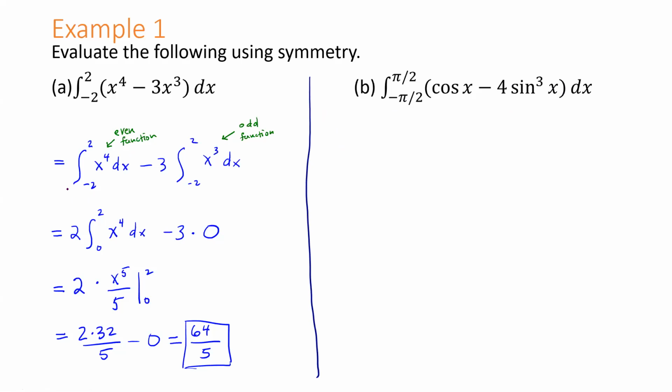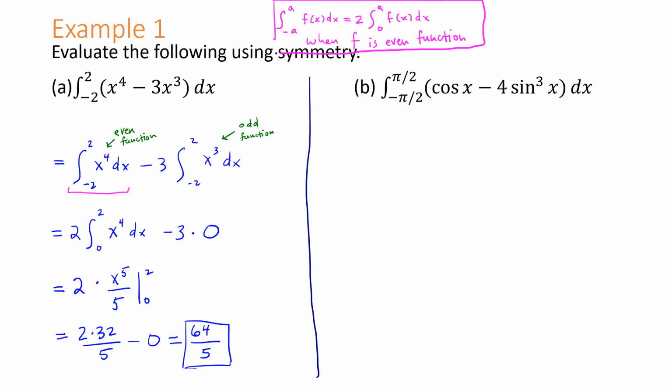So yeah, there I'm just using the fact that this is an even function. So let's remember, if I have an even function, the rule that we just established is that this is equal to 2 times the integral from 0 to a, when f is an even function. So that's what I'm using here.